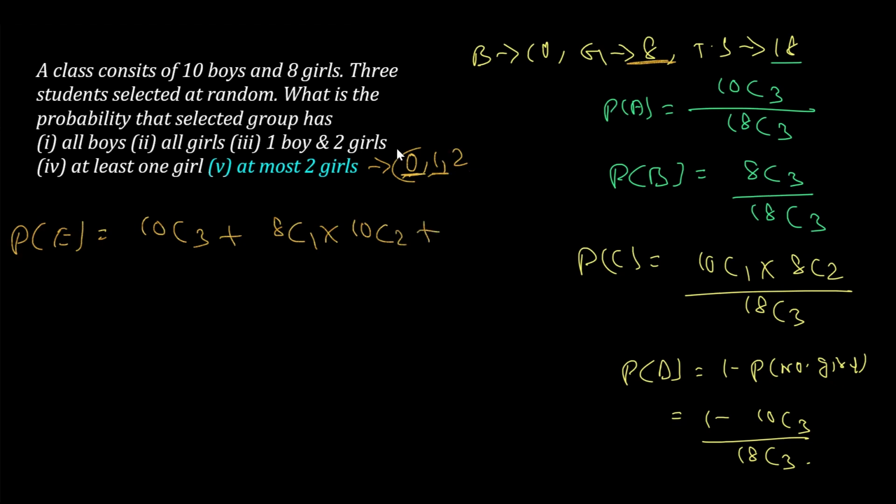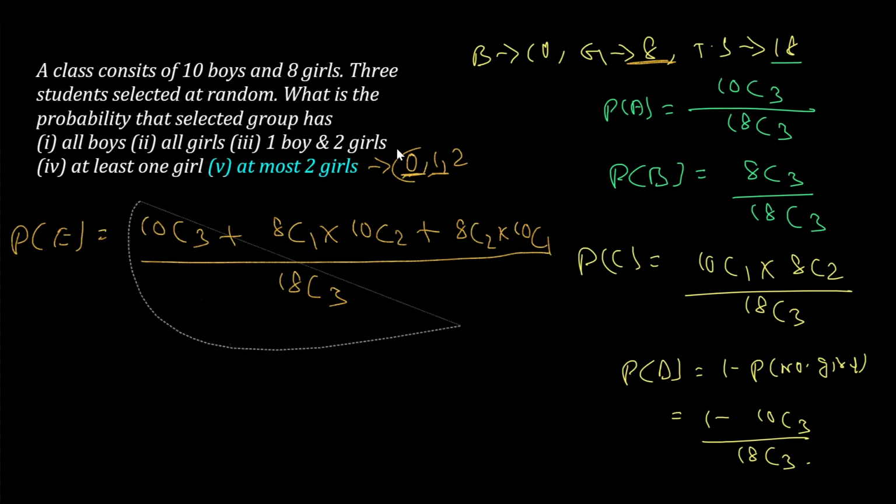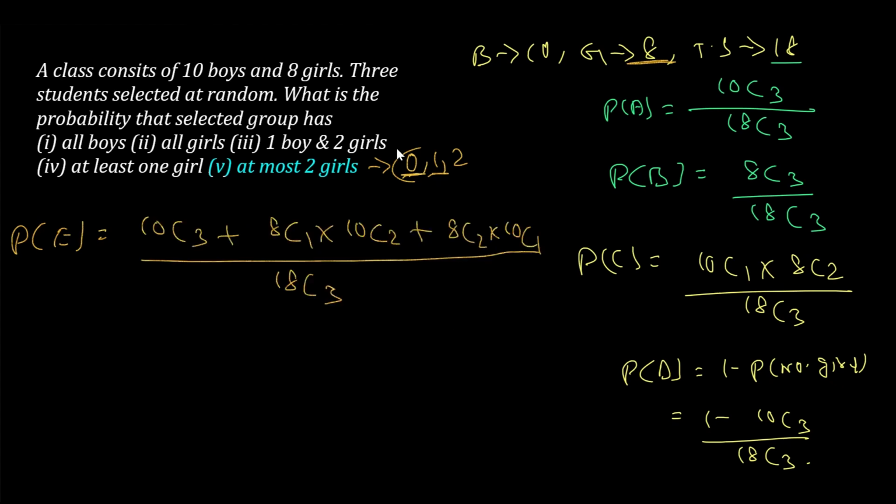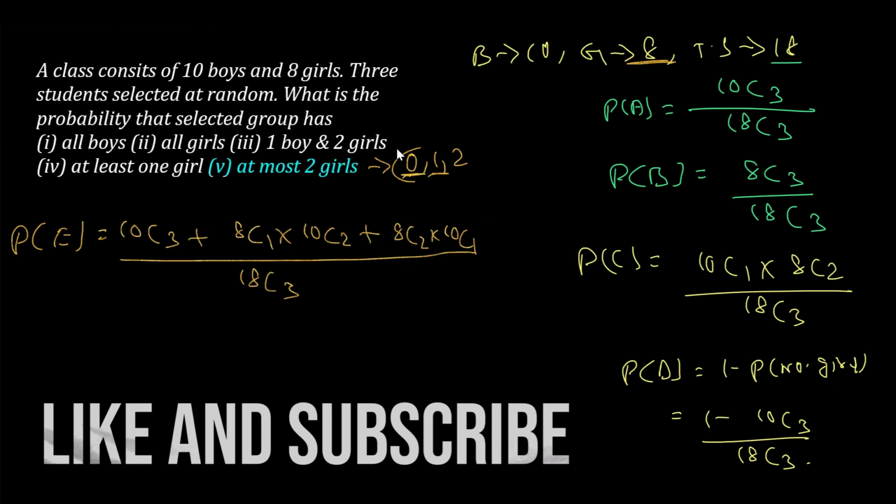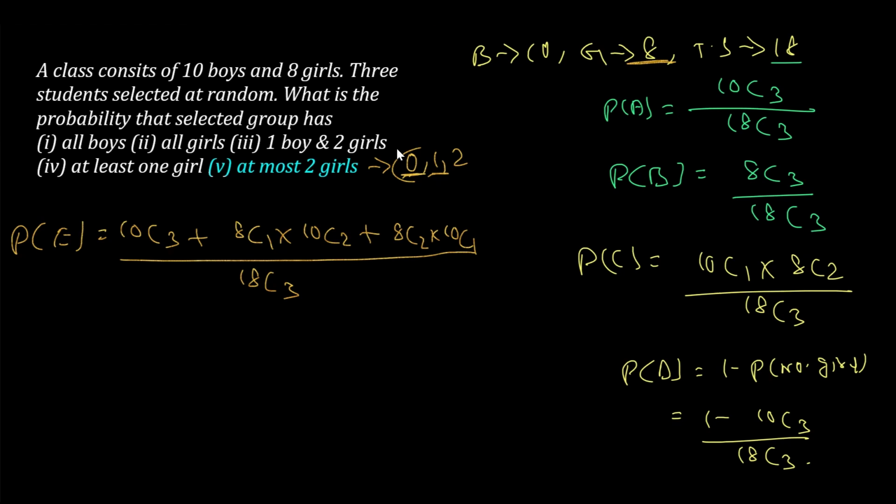The third is the case when there are two girls. From eight girls, if you are taking two girls, the remaining one has to be a boy. 10 boys are there, so 10C1. But then the total ways of selecting three students from 18 students will be 18C3. After calculating, you'll get the value of probability for this part. And here at most two girls stands for zero girl, one girl, or two girls.